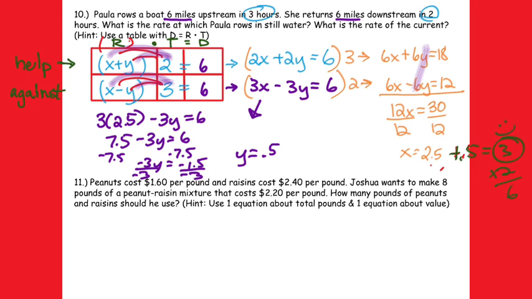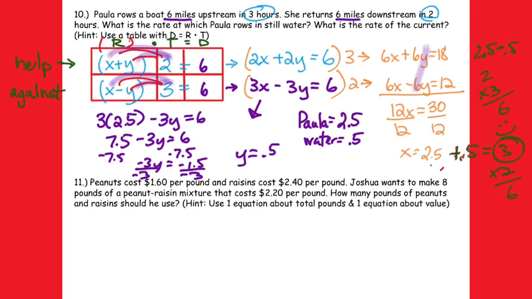That makes sense, right? And then if she's going against the current, that means her rate would go down by 0.5 miles per hour. So she could only row 2 miles per hour, which makes sense that it takes her 3 hours to row 6 miles. All right. So we know Paula's 2.5 and the water's 0.5.